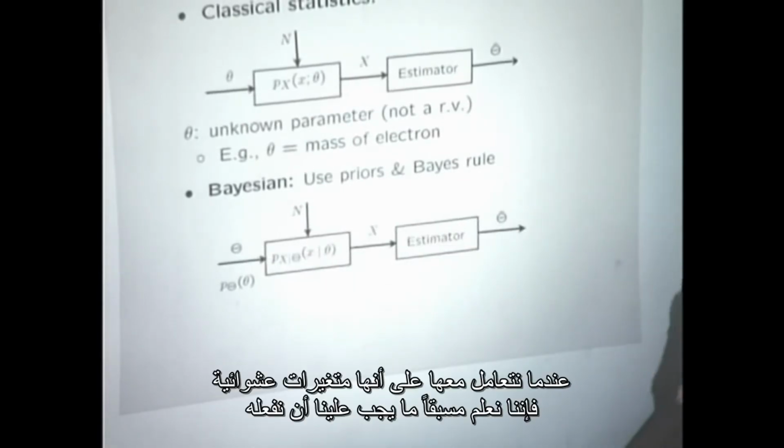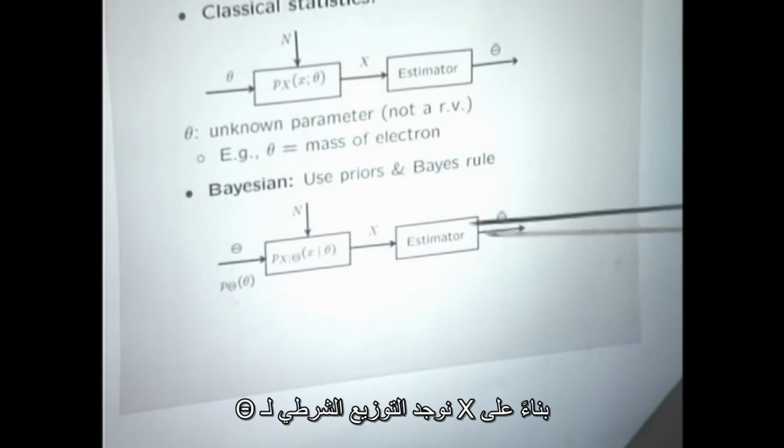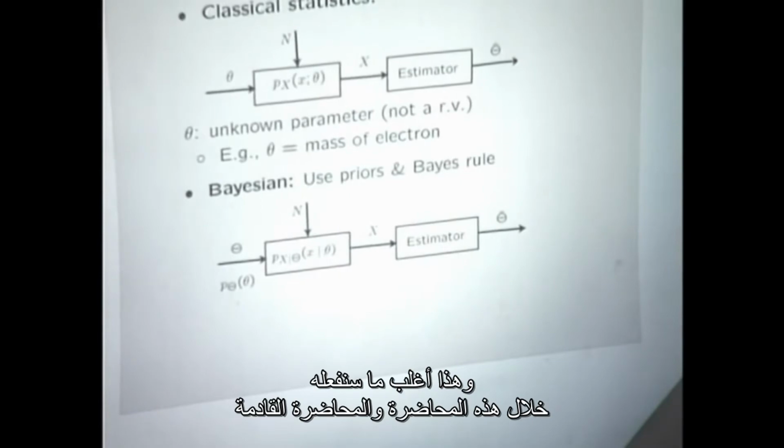When we treat them as random variables, then we know pretty much already what we should be doing. We should just use the Bayes rule. Based on x, find the conditional distribution of theta. And that's what we will be doing mostly over this lecture and the next lecture.